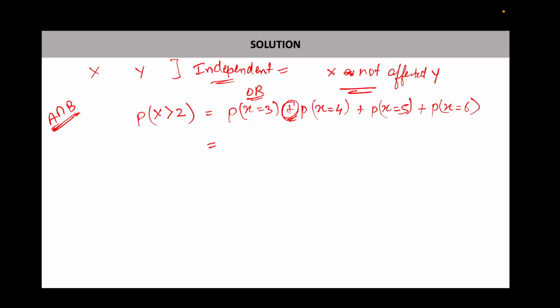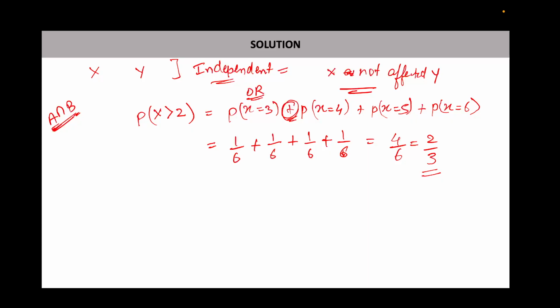Now it's very easy to calculate. If you say the probability of x being equal to 3 in rolling a single dice, it will always be 1 by 6. Similarly, probability of x being 4 will be 1 by 6 plus x being 5 will be 1 by 6 plus x being 6 will also be 1 by 6. So now when you sum up all these values, you will get the answer as 4 by 6, which is 2 by 3. Okay. So now your answer to this question is 2 by 3, because your question was what is the probability of x being greater than 2 when y was 3.